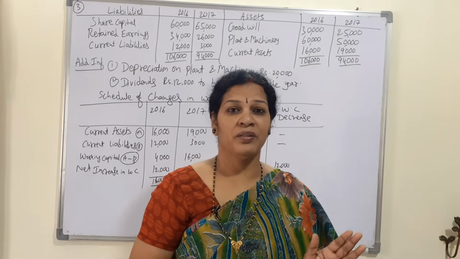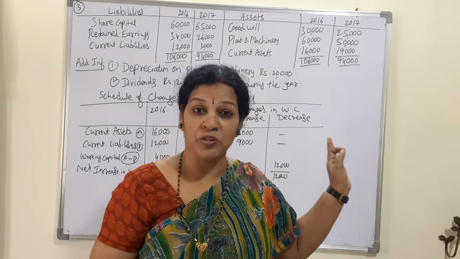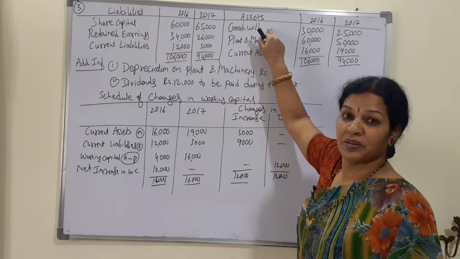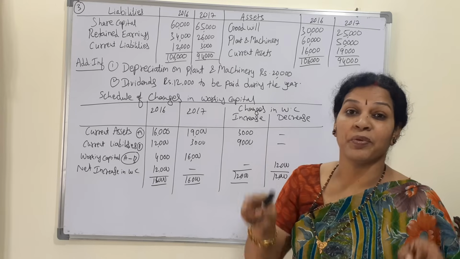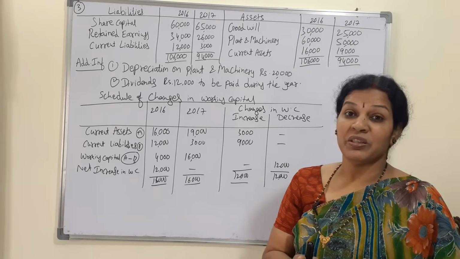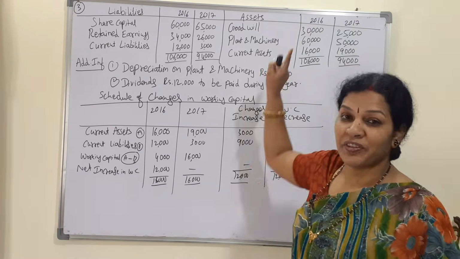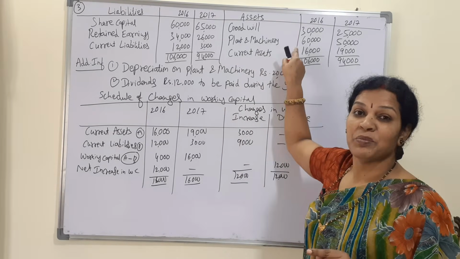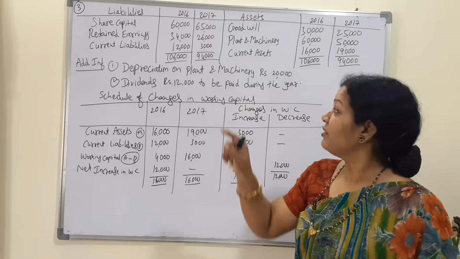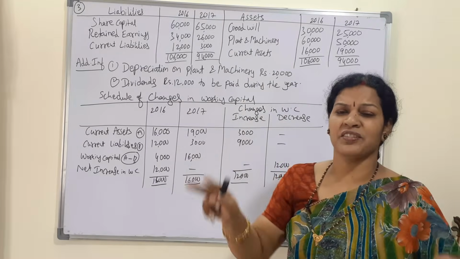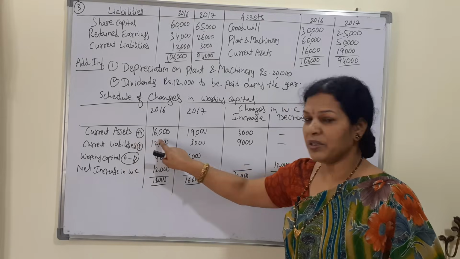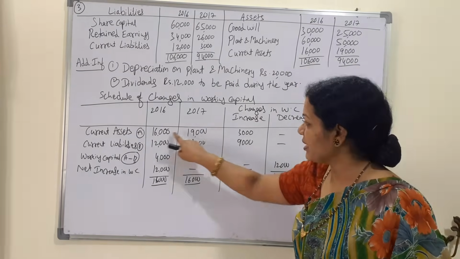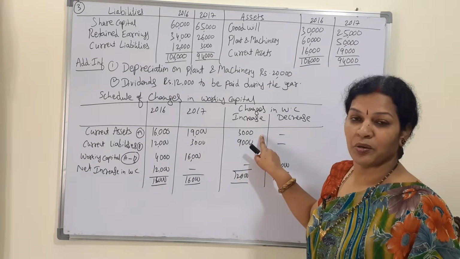First thing, remember, from the balance sheet you prepare the schedule of changes in working capital. I have already prepared it. Now in this problem goodwill is given. Goodwill comes on the debit side of the adjusted profit and loss account, where we write off goodwill. The difference will be written into the adjusted P&L account. Plant and machinery comes into the fund flow statement. Second, current assets: total current assets are given. I have written here 16,000 and 19,000. It is increasing, so on the increasing side I have written 3,000.